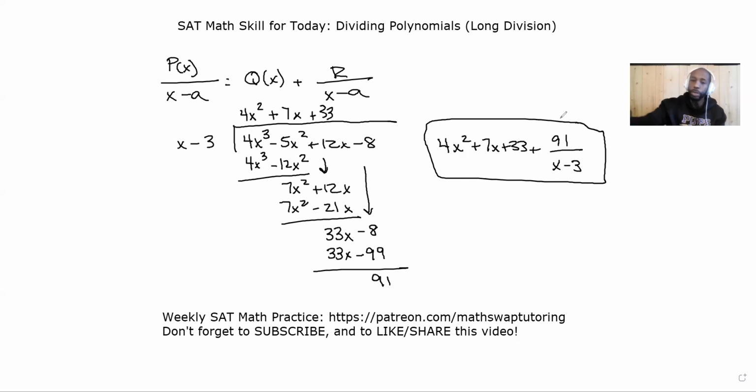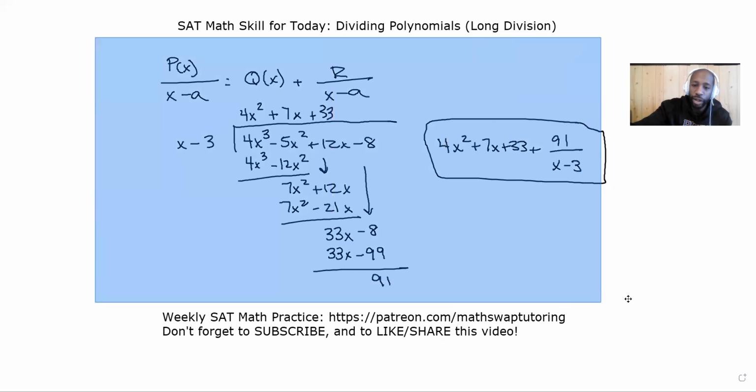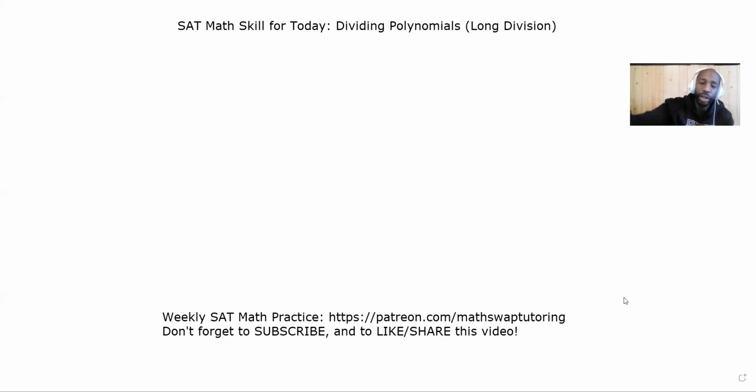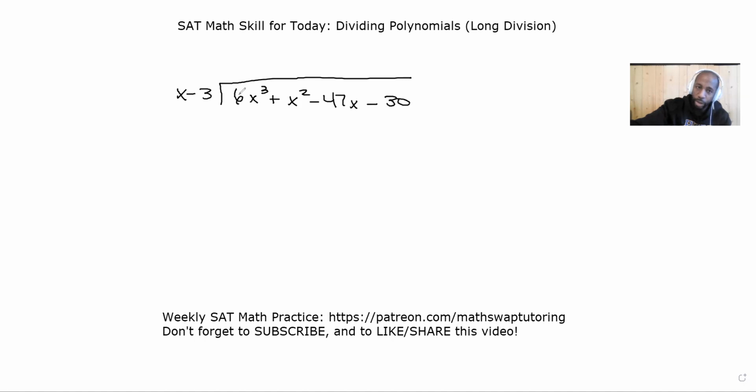Let's do another example. If you need this, in our modern day, you can just rewind the video. So let's do x minus 3 into 6x cubed plus x squared minus 47x minus 30.